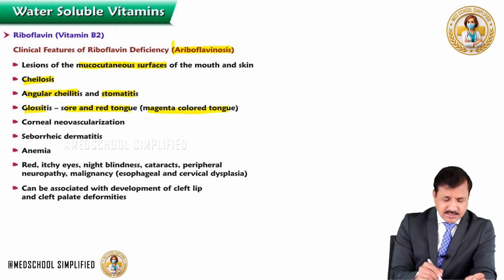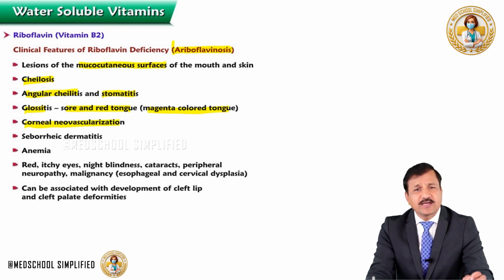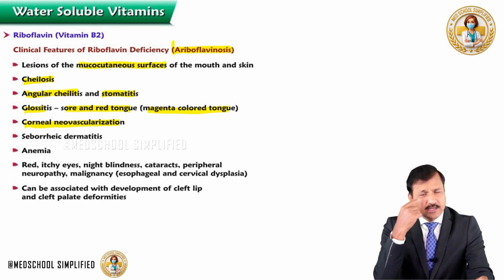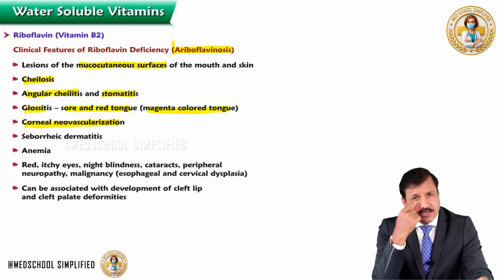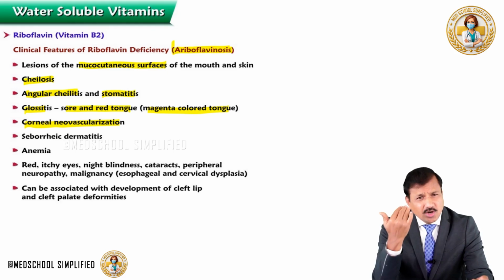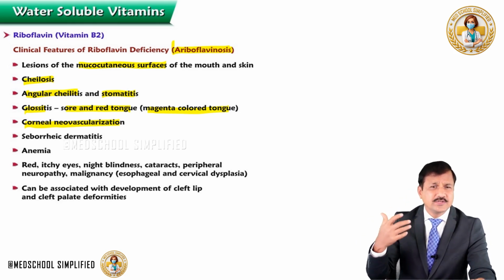And then patients with riboflavin deficiency will show what is called corneal neovascularization. What is corneal neovascularization? If you look at the cornea, the cornea is the center part of our eye, and it is a transparent tissue. Cornea is transparent because of the way the collagen molecules are laid down there, type 1 collagen in the cornea. So it allows light to pass through the cornea, fall on the lens, and then the lens passes the light to the retina for the vision process.